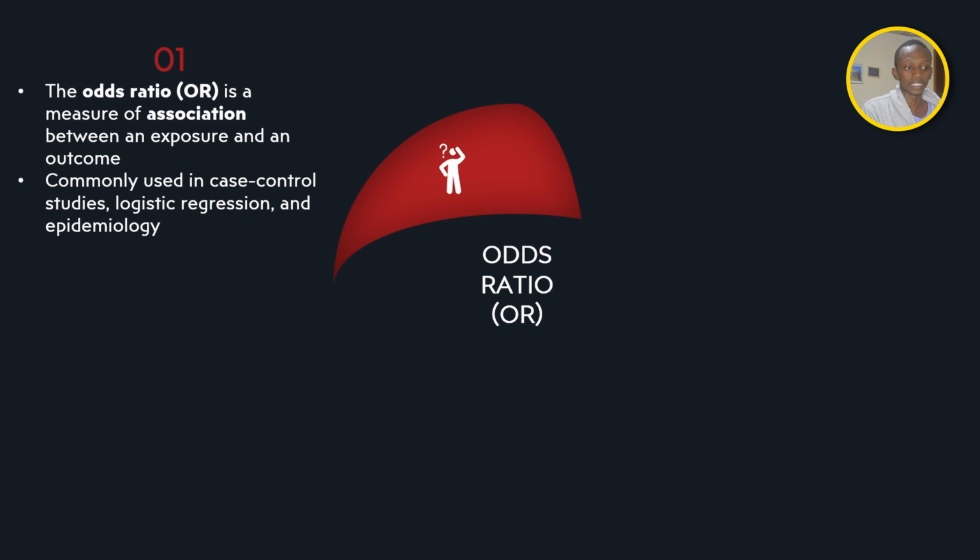It compares the odds of an event occurring in one group to the odds of it occurring in another group. So we are looking at the odds of an event occurring in group A divided by the odds of it occurring in another group, let's say B. It's commonly used in case control studies, logistic regression, and epidemiology.